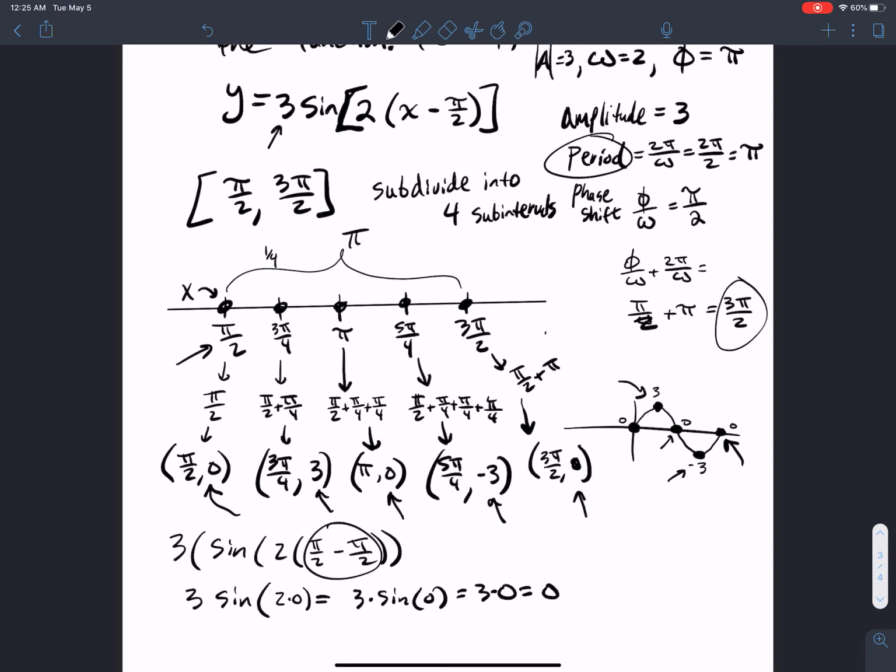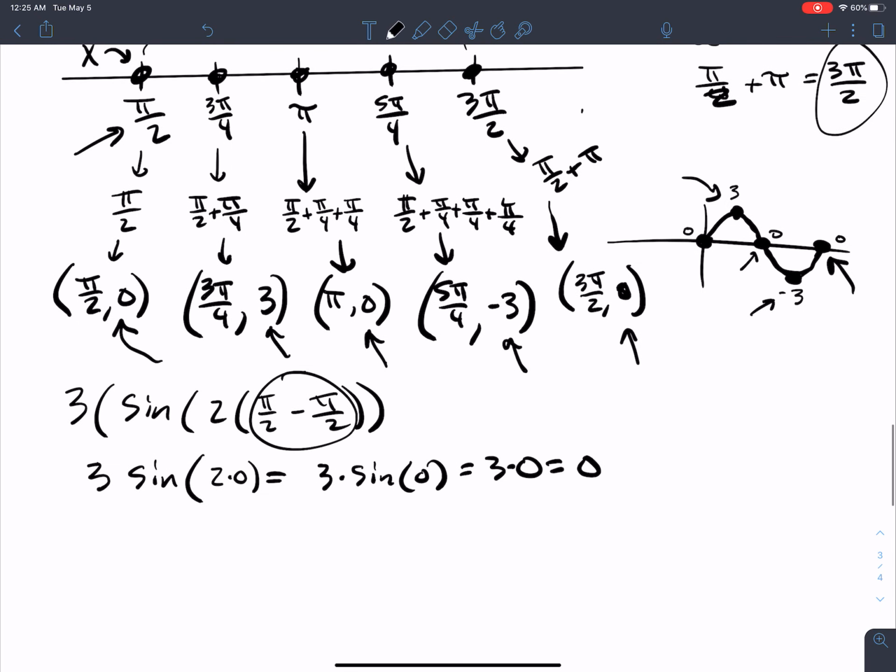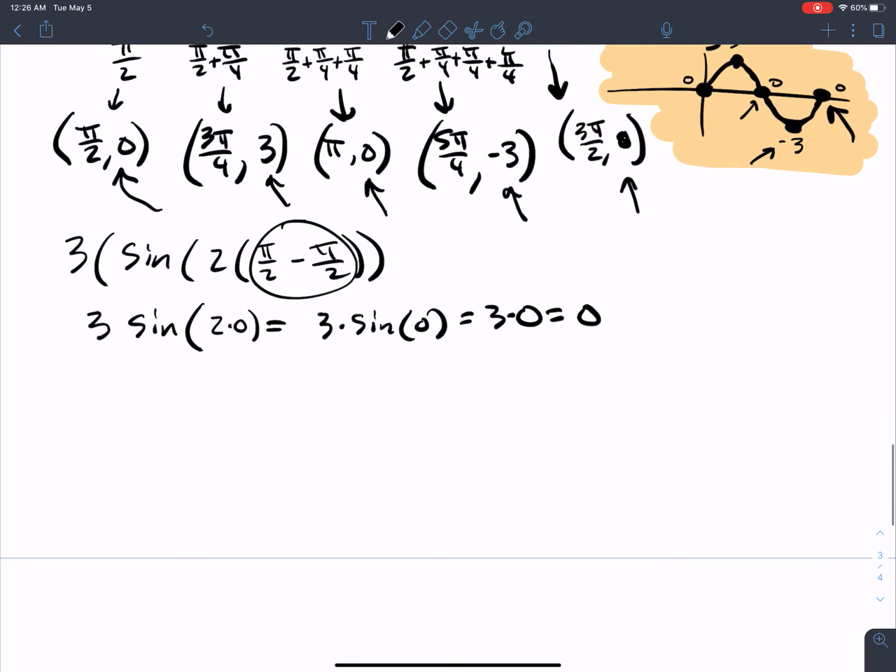Or you can just use what you know about the graph of the sine and work off of your key for your amplitudes. I think personally that's more intuitive and faster if you do it this way over here. Okay? But, you know, whatever floats your boat, right? All right. So we're going to take these points and we're going to plot them.